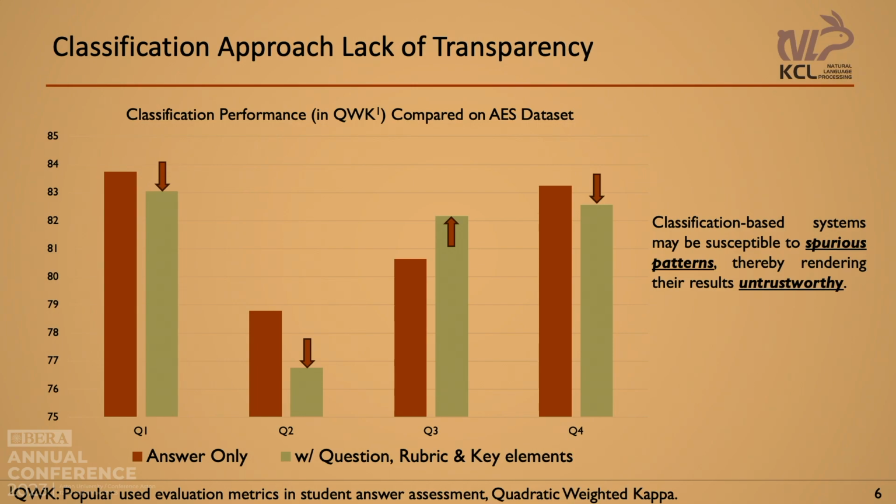When a human examiner is provided with those critical information, intuitively, their assessment of the student answer should be more accurate. However, as you can see in this graph, the performance actually dropped on Q1, Q2, and Q4. This means that the question, rubric, and key elements have been treated as noise for the assessment. Based on this result, we cannot explain its decision-making process due to this lack of interpretability.